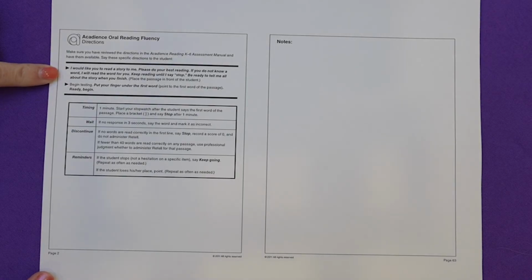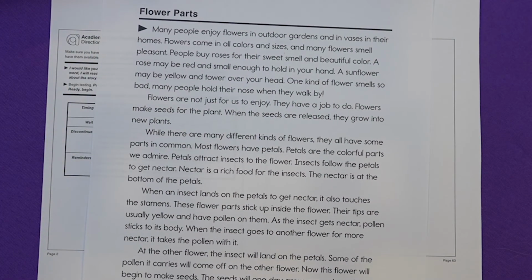So I would like you to read a story to me. Please do your best reading. If you do not know a word, I will read the word for you. Keep reading until I say stop. Be ready to tell me all about the story when you finish. And at that point, it says to place the story in front of the student.